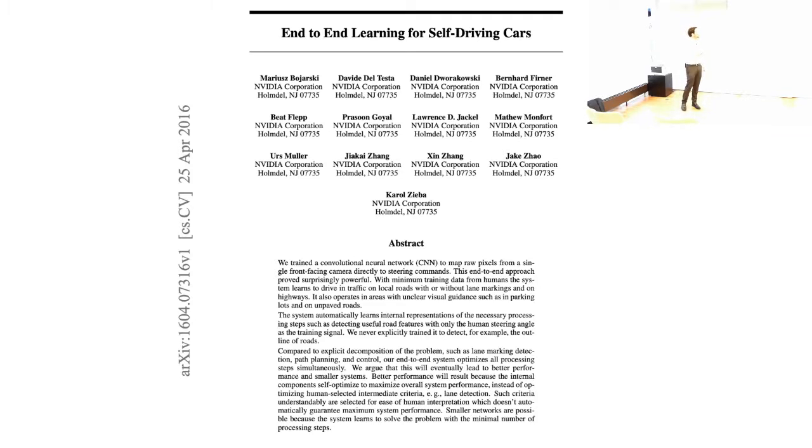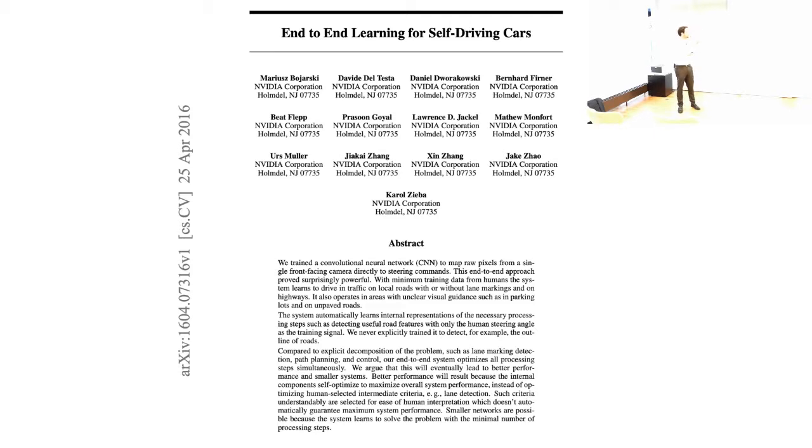The lab was based on this paper from NVIDIA, which came out in 2016. What these guys showed was that you could take a camera image from the front of your car, feed it into a convolutional neural network, which we'll talk about, and it would output a steering command. Just like you look at the road and decide whether you need to steer left or right, they were basically doing the same thing with a neural network.